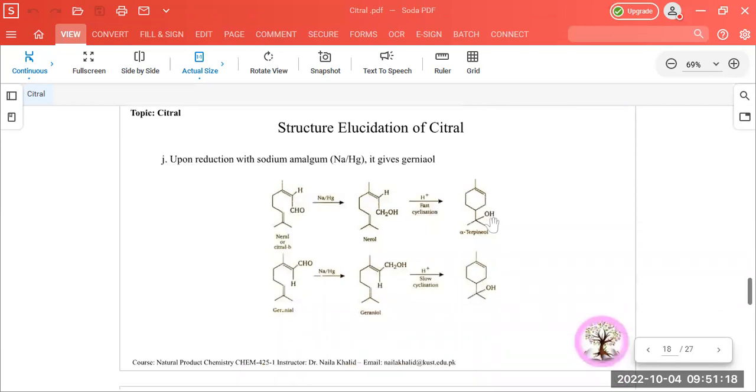Upon reduction with sodium amalgam, which is a reducing agent, a partially reduced product is formed. When you start with citral B, you get nerol, and when you start with citral A, you get geraniol, these two being isomers of each other. And when you go for further heating and cyclization, you get these types of products. This again confirms the presence of these moieties.